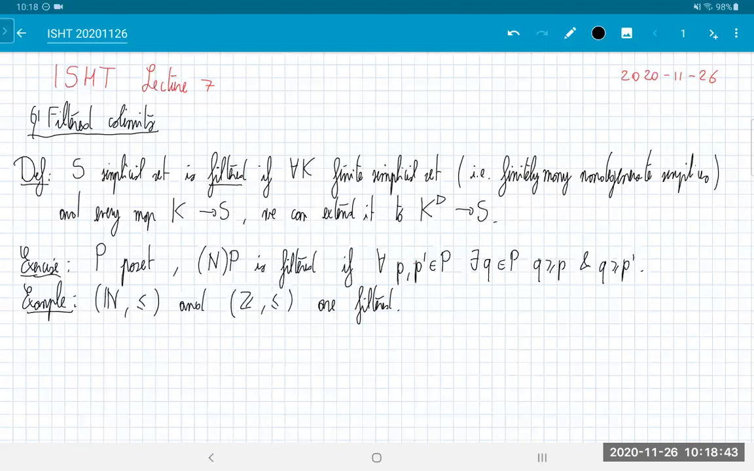Could you give an example of a filtered simplicial set which is not of the form nerve of some poset with this condition? I could. It's not going to be super interesting, I'm afraid. In a sense, that's essentially the only example. You can reduce every filtered colimit to a colimit over such a poset.